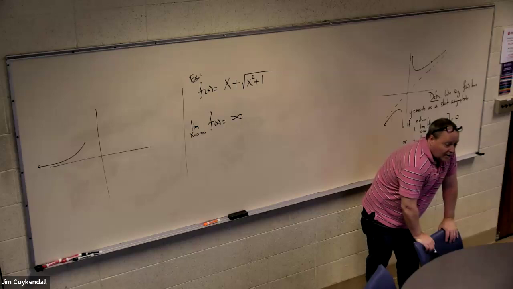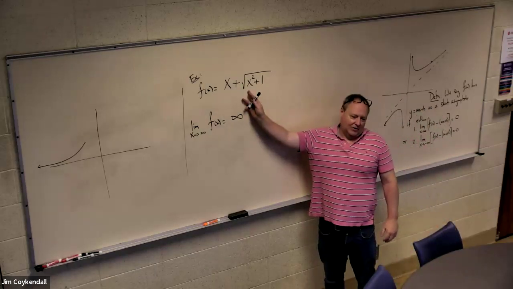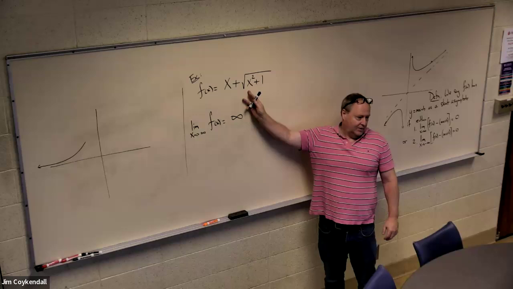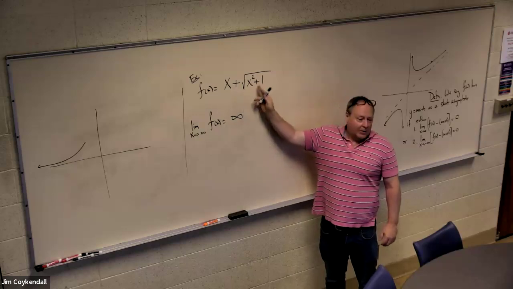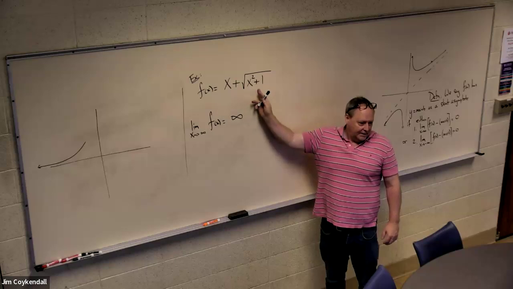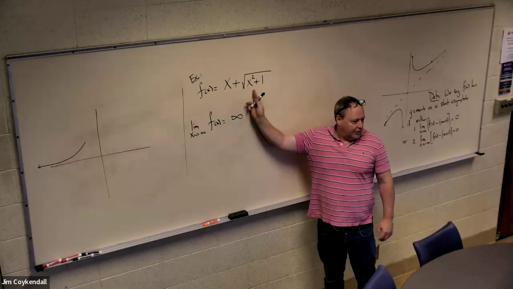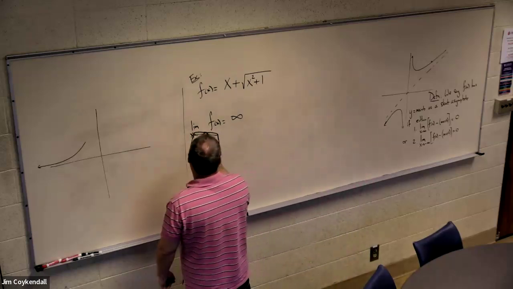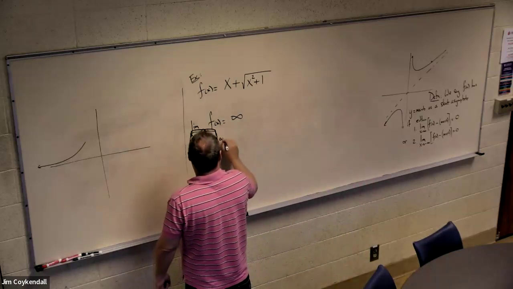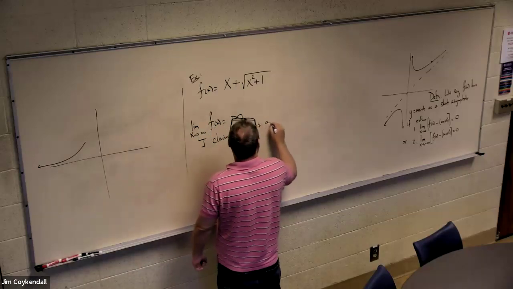The square root of 1,000,001 is just a slight bit bigger than 1,000. For very large values of x, this is almost equal to what? This is x, and this is almost another copy of x. This is just a little bit bigger than x. So I claim y equals 2x is the slant asymptote.